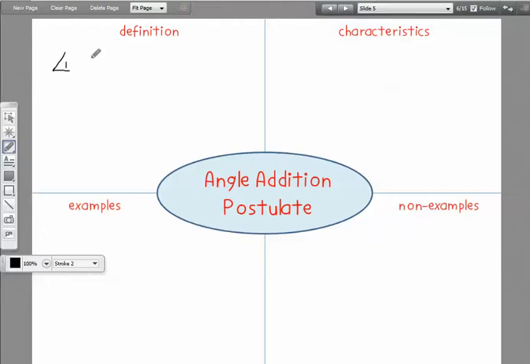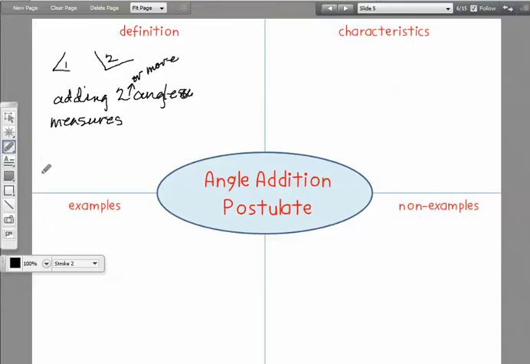So if I have angle 1 and angle 2, correct? I'm going to be adding two, I should say two or more, angle measures.